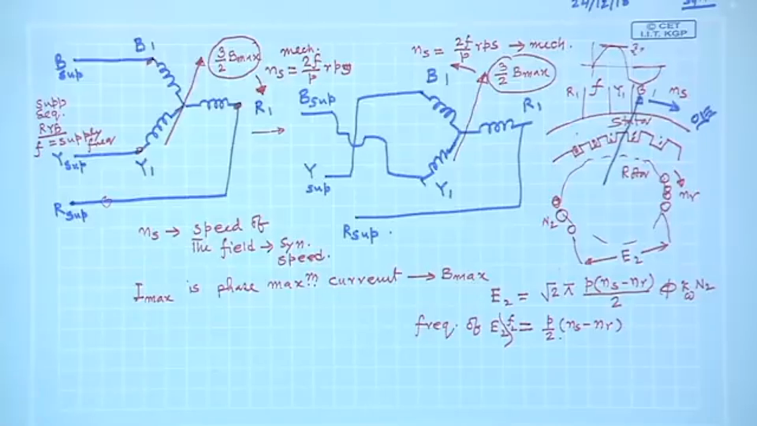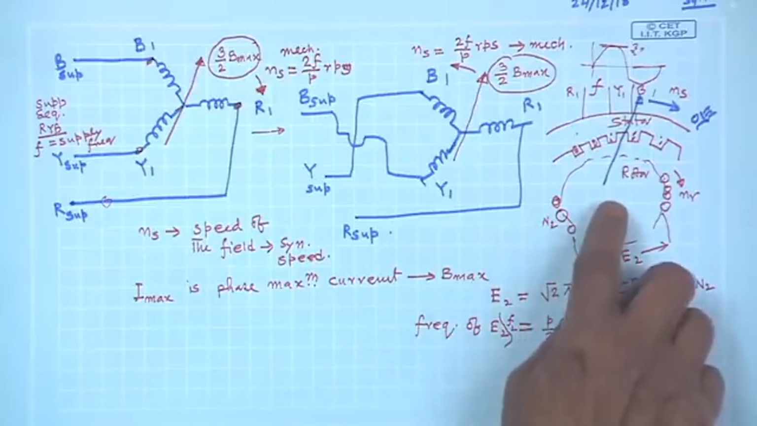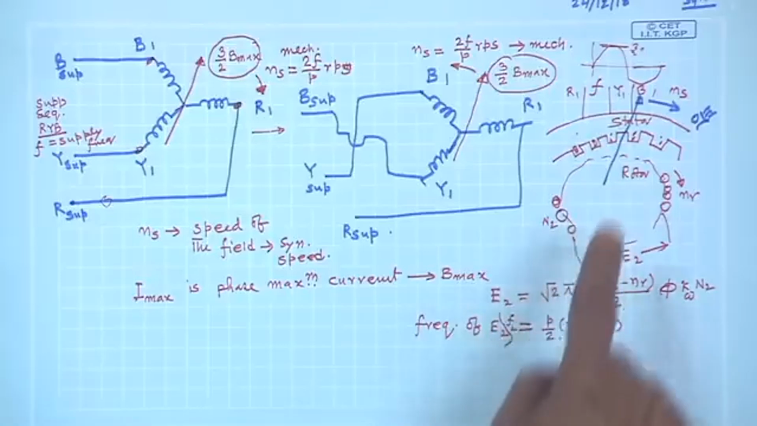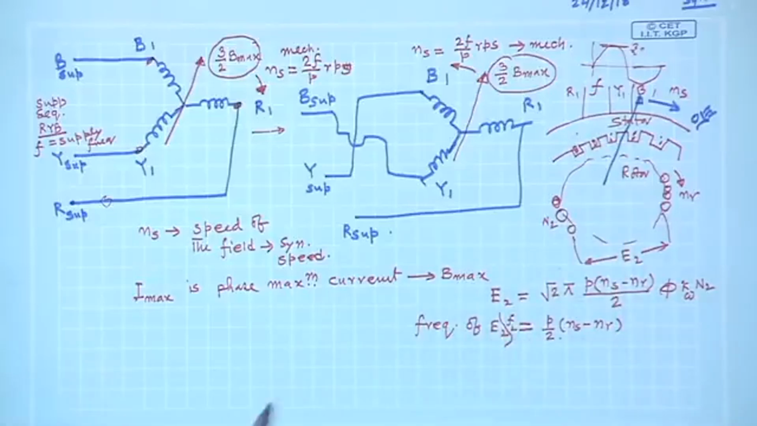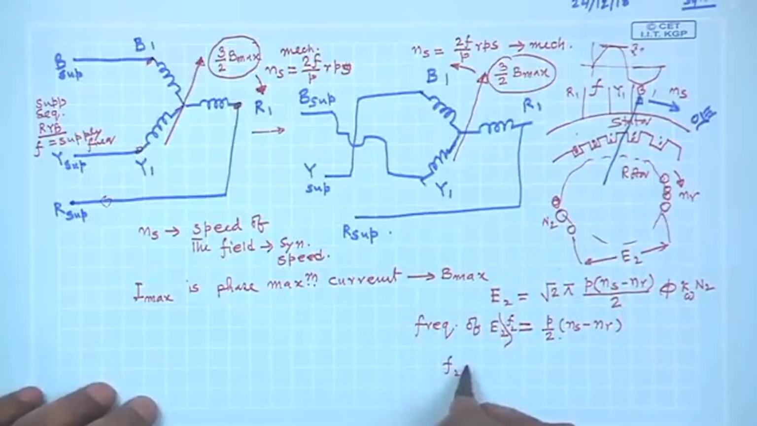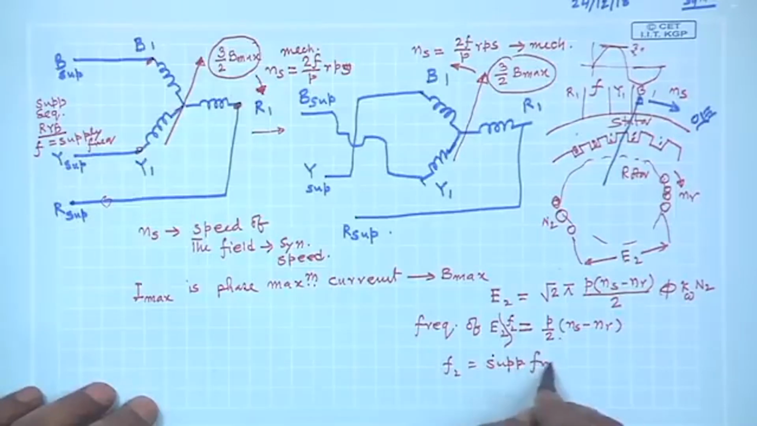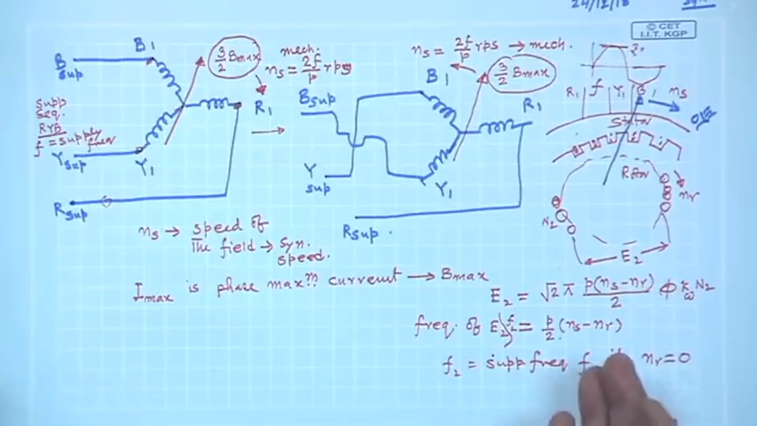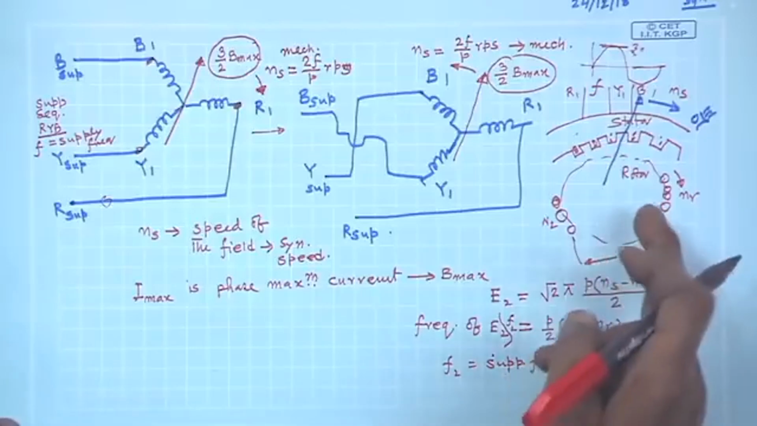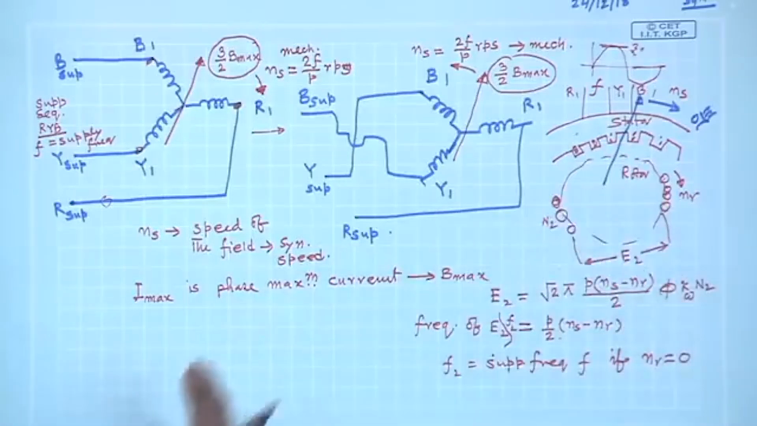If Nr happens to be 0, that is, suppose you do not allow the rotor to rotate, then of course F2 will be equal to the supply frequency F if Nr equals 0, that is true. But if the rotor rotates at Ns, then the frequency of the induced voltage here will be 0.